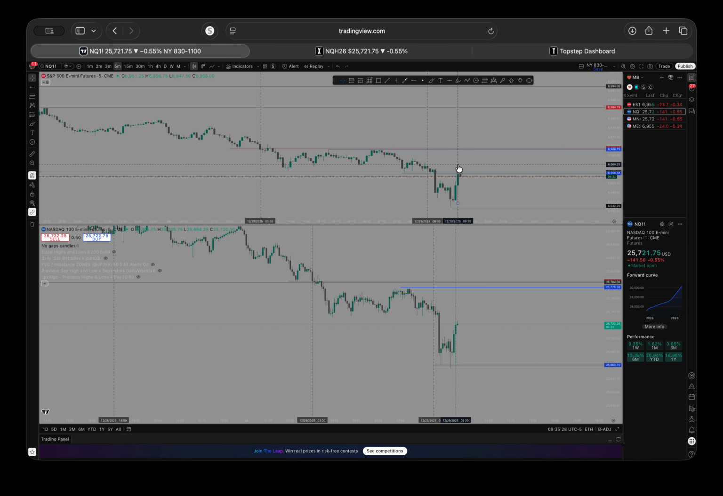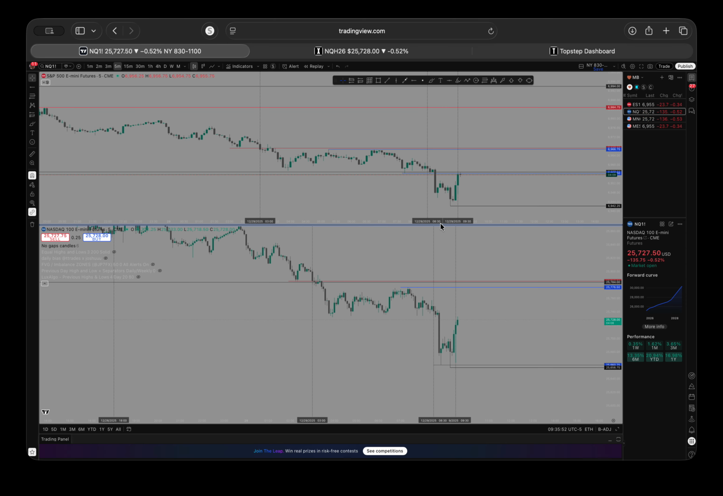which makes sense because on the larger scale, when I look at the 4-hour, the weekly, and the daily, I see that price looks bullish. So we see price going up here in NQ. It had previously taken out previous day low, and now it's reversing up.